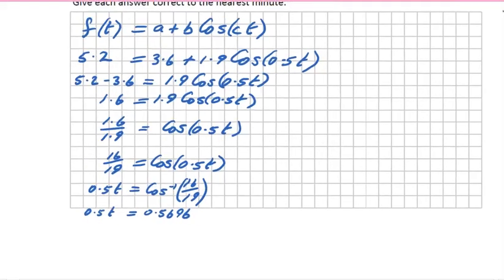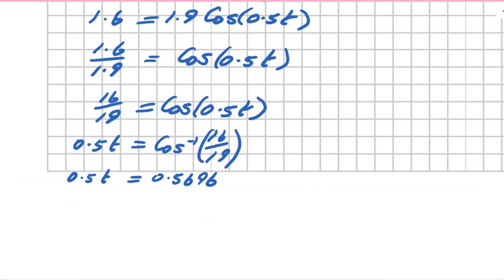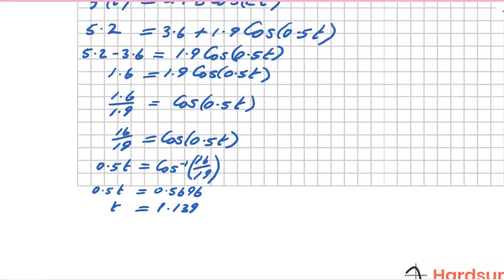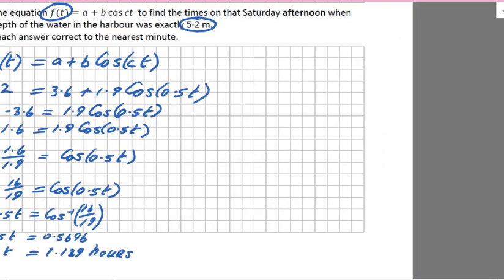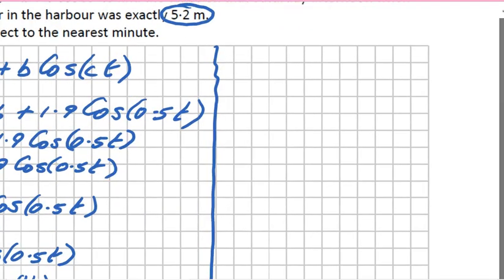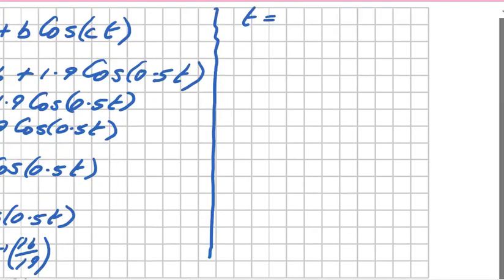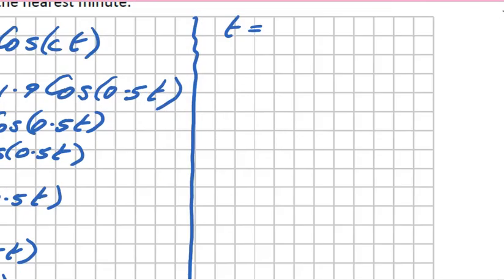And we can work out t from that. So t is equal to 0.5696 divided by 0.5, and you get 1.139, and that's the time in hours. So time is always in hours in this question. Okay, so just to finish off this little bit, at this stage we've now established that the time is equal to 1.139 hours.